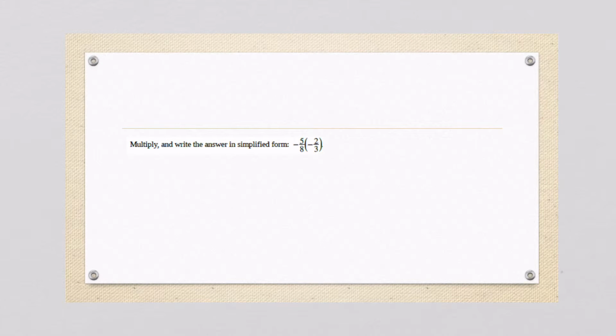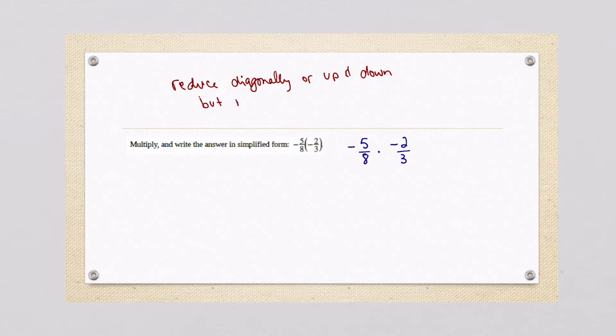Okay, so for this problem, you've got -5/8 times -2/3. Now, there's a couple of ways to work this problem. We could just multiply straight across and then reduce, or if you want to look at this as, oh, look at that, the 2 and the 8 have something in common, so you are allowed to reduce diagonally or up and down, but never left and right.